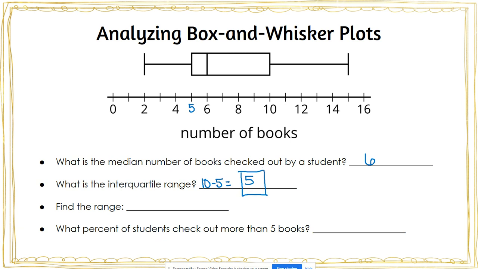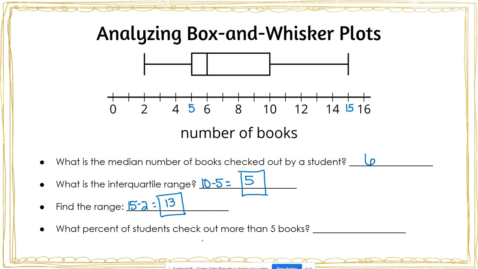And finally, I need to find the range. The range goes from the least number, which in this case is 2, to the greatest number, which is right here between 14 and 16, which means that it's 15. So to find the range, I'm going to subtract 15 minus 2, which gives me a range of 13.